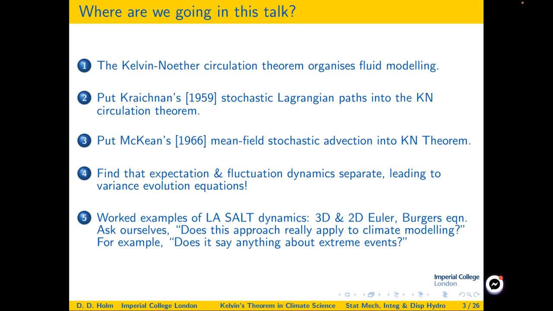Kraichnan introduced stochastic Lagrangian paths into the advected quantities. And all through the 80s, in turbulence theory, everything was always about Kraichnan's model and some gauge theoretical version of Kraichnan's model. And it was always about advection. The Kelvin theorem comes into play because the loop in the Kelvin theorem is advected by the flow. So this is the hint of how we could introduce Kraichnan's model into Kelvin's theorem. We introduce it into the loop, right?